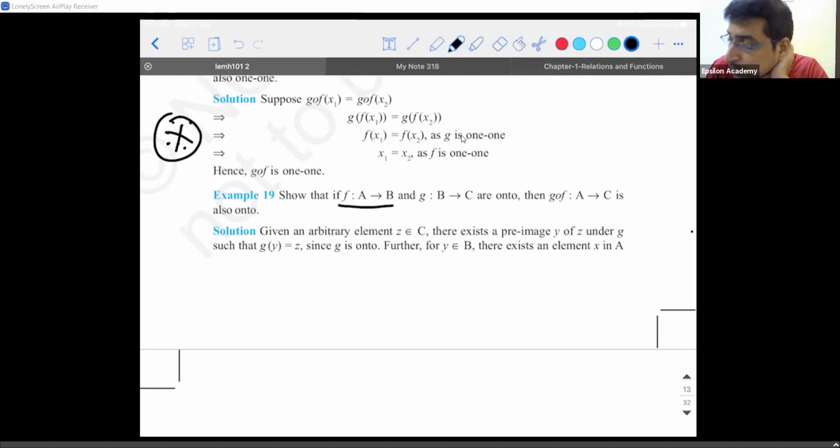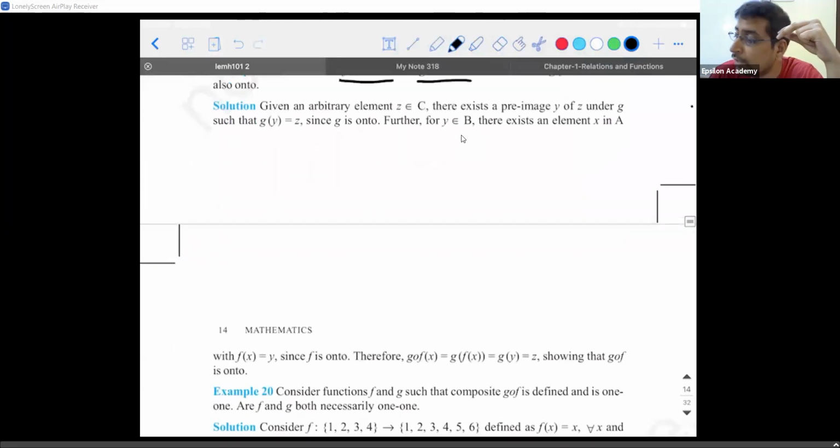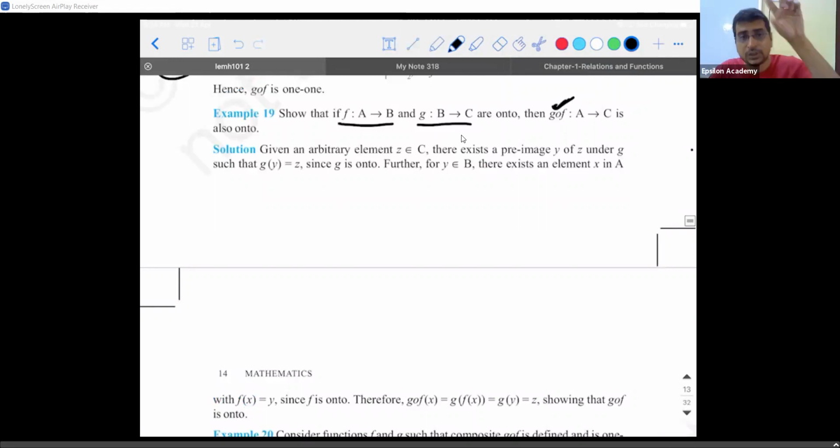Show that if f is a function mapped from A to B and g is a function mapped from B to C are onto, then g circle f mapped from A to C is also an onto function. They told if f mapped from A to B is onto, and g mapped from B to C is onto, then we need to prove that g circle f mapped from A to C is also onto. How? We have to relate the elements present in the set, relate to set B. That's the logic.